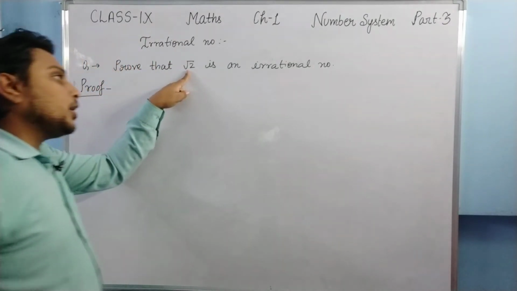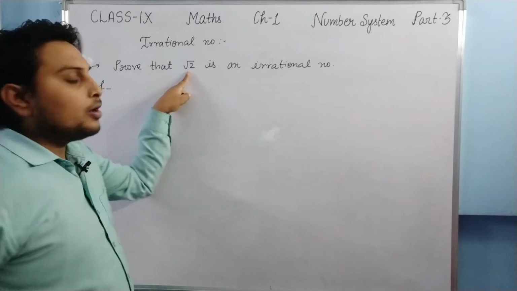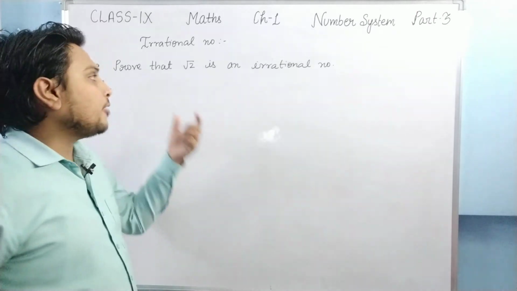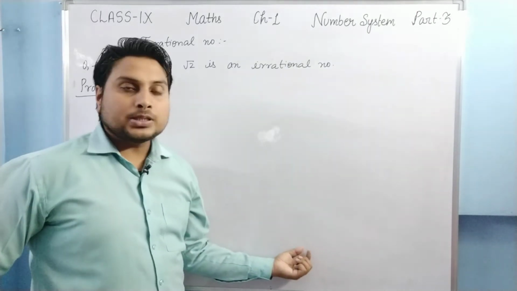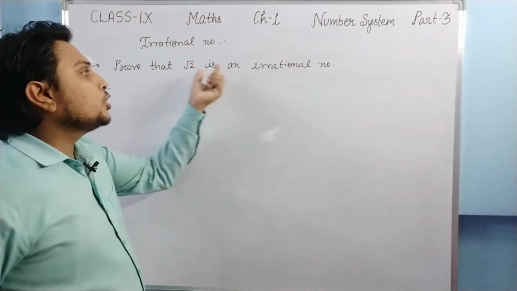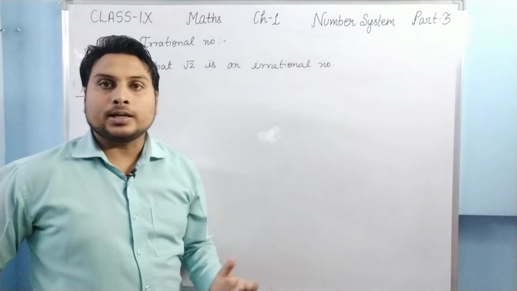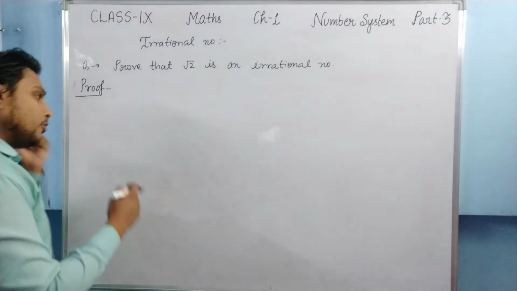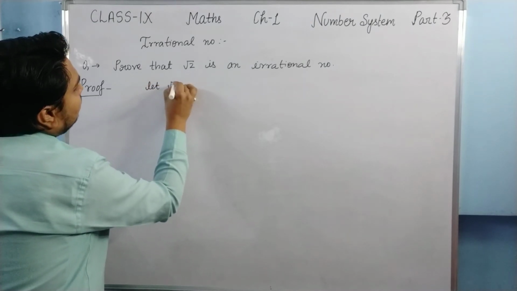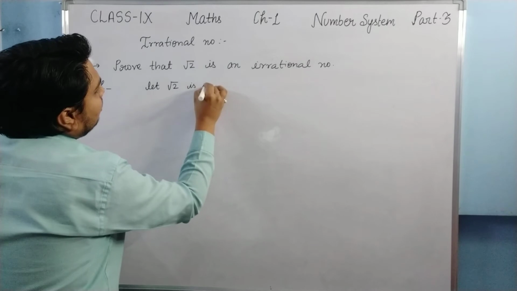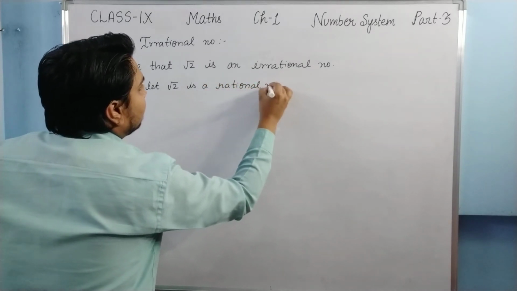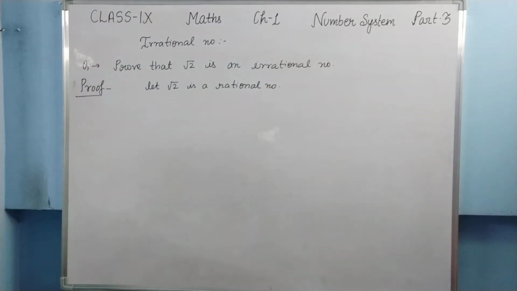We have to show that under root 2 is an irrational number, but we will suppose that it is a rational number. Okay, and after that, at some step in the last, we will find it wrong that under root 2 is a rational number. So finally it is going to be proved that it is an irrational number. Let us see how we can prove it. So firstly we will suppose that let under root 2 be a rational number.